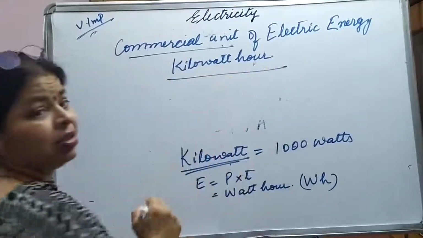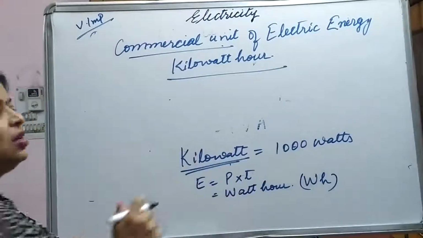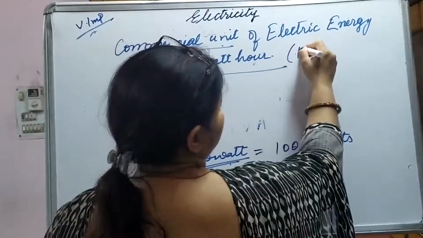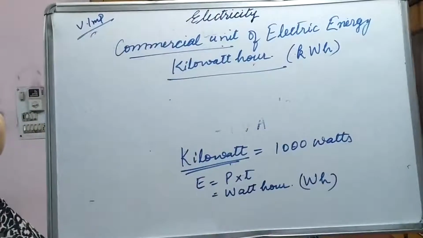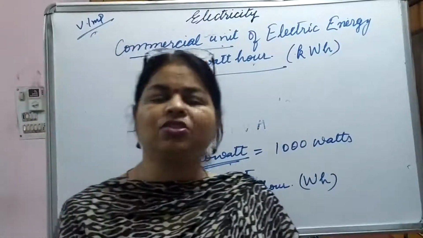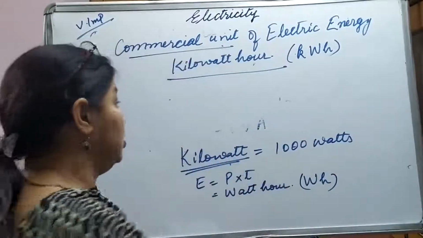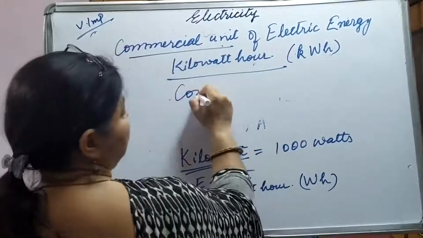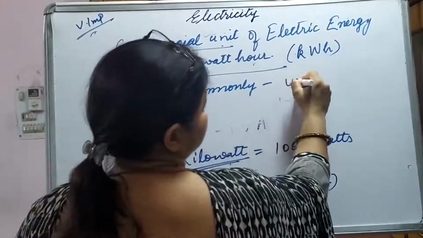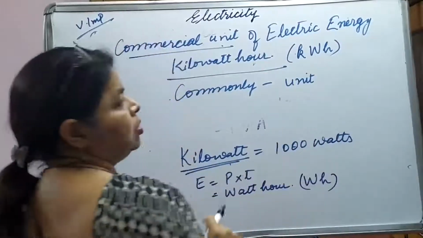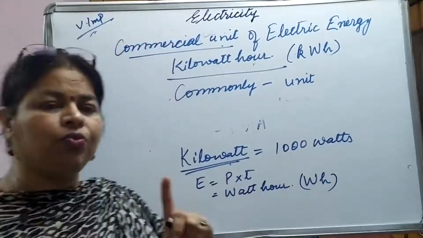What is kilowatt hour, and how is it written? It is written as kWh, with a small k, W, and h in subscript. It is also commonly known as a unit. 1 kilowatt hour is equal to 1 unit.